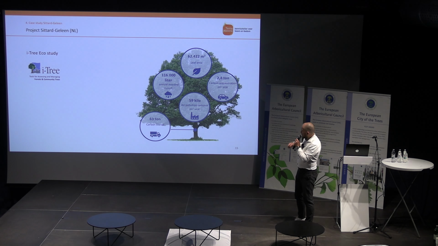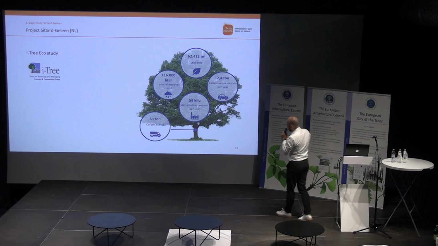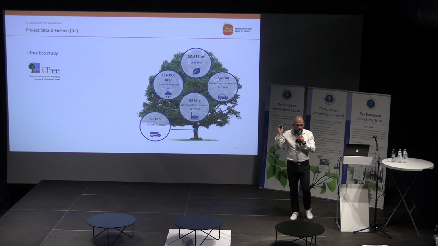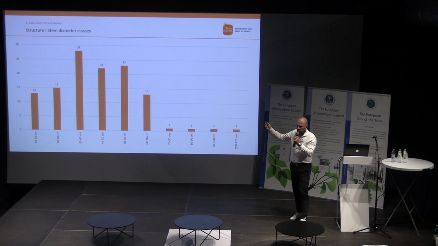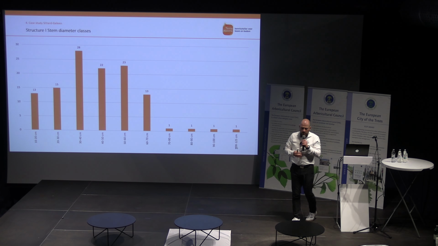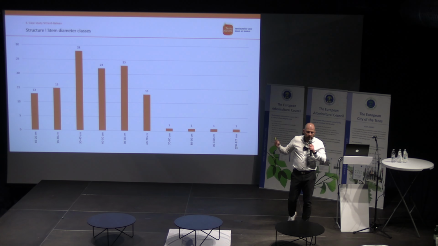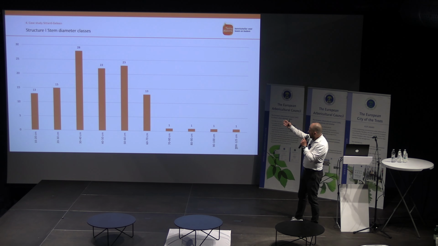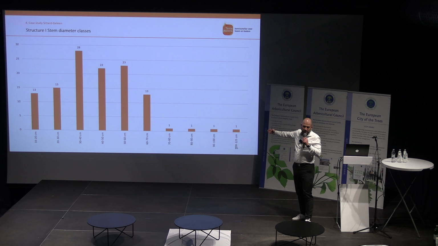So in this situation, we're going back to our i-Tree Eco study, like I showed before, in the city of Sittard-Geleen. And first we looked at the structure. And I'm just showing one of the parameters about the structure, in this case the stem diameter classes. So this tells us something about how this population is built up based on the stem diameter. So we can see that there are not many old trees, or large trees at least, in this population. But this is just basic structure information.